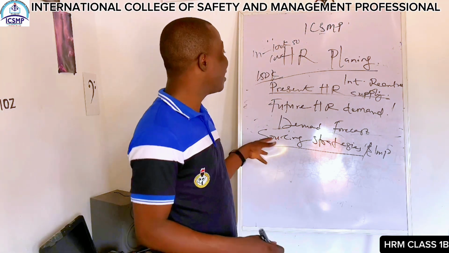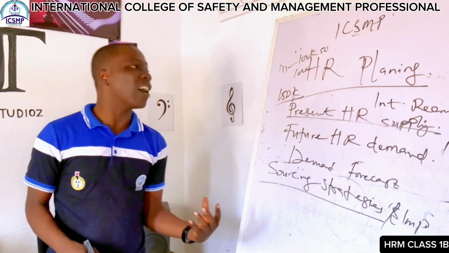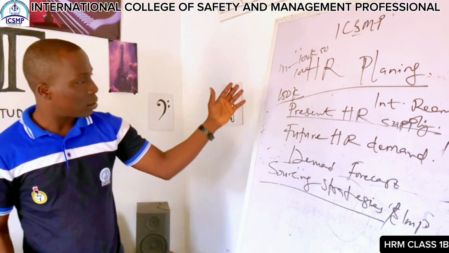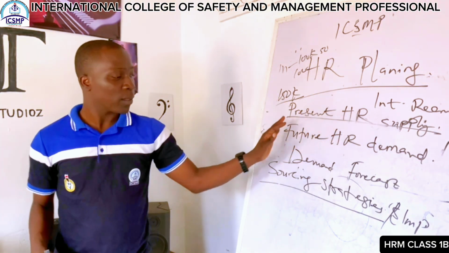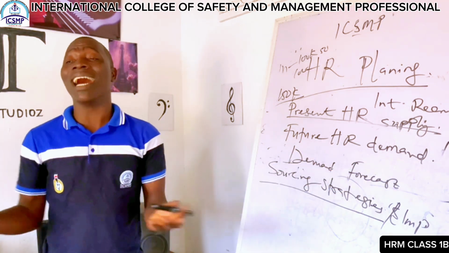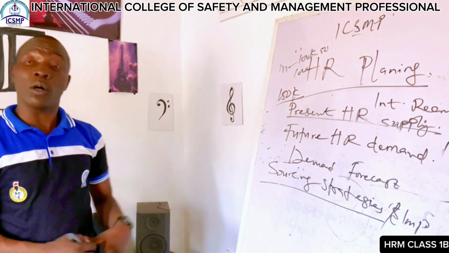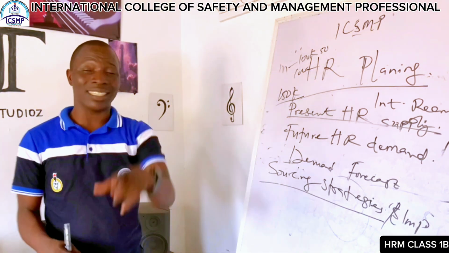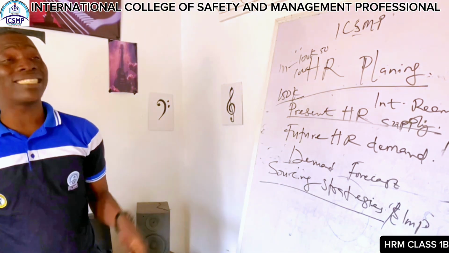So at the end of this process, I've been able to tell you what human resource planning is all about. It cuts across present HR supply, future HR demand, demand forecast, sourcing strategies, and implementation. But don't forget, we've just been talking about planning. We've not even gone into the second aspect.